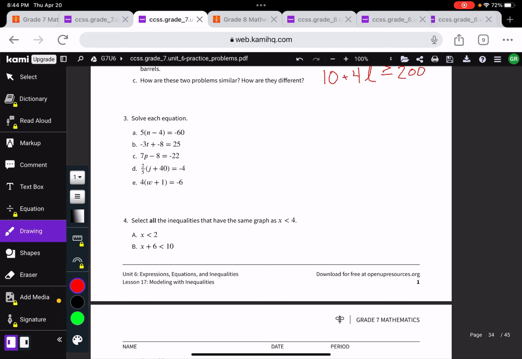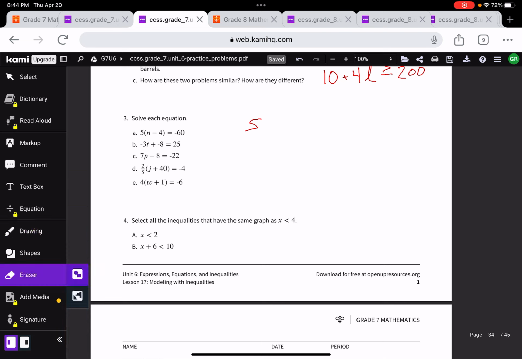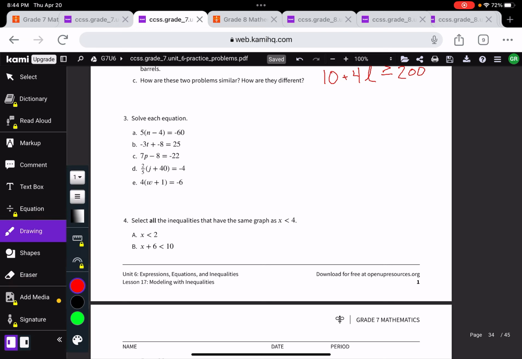All right, the first one says 5 parentheses n minus 4 equals a negative 60. So I'm going to do some work here, and then I'm going to do some work elsewhere because there's not enough space here. Let's write this first one right here. 5 times (n minus 4) is equal to a negative 60.